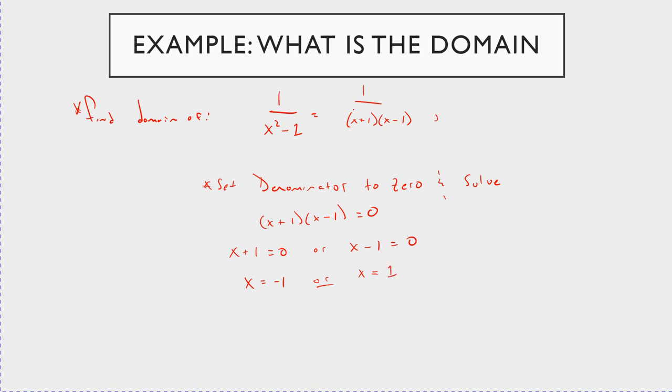So for this expression, you can plug in any numbers except x cannot equal -1, and x can also not equal 1, right? So it's all real numbers except for -1 and 1. That would be the domain of this function.